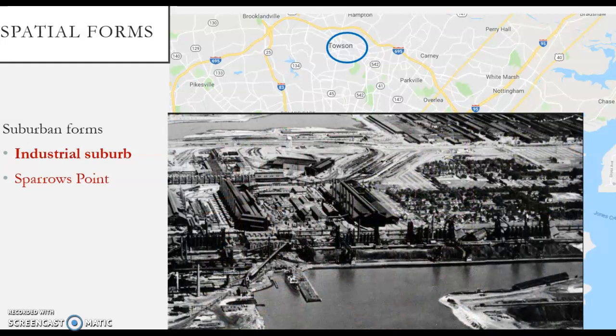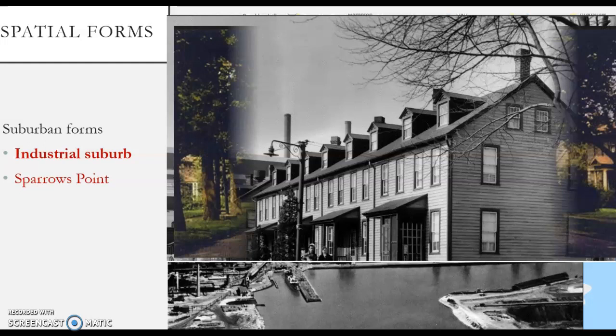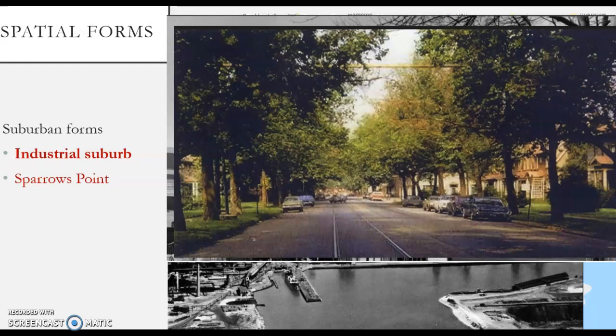Here's an image from about 100 years ago of what Sparrows Point looked like as the steel mill started to grow and expand. Now, in addition to the steel mill, this was a suburb because people lived here. So there was a mix on the outskirts of the sites of production of residential buildings, housing. Here's a color photo from the 1960s, around 1960, of the Sparrows Point community. As you can see, tree-lined streets, mass-produced housing, right? Very similar, socially homogeneous, economically homogeneous on this block.